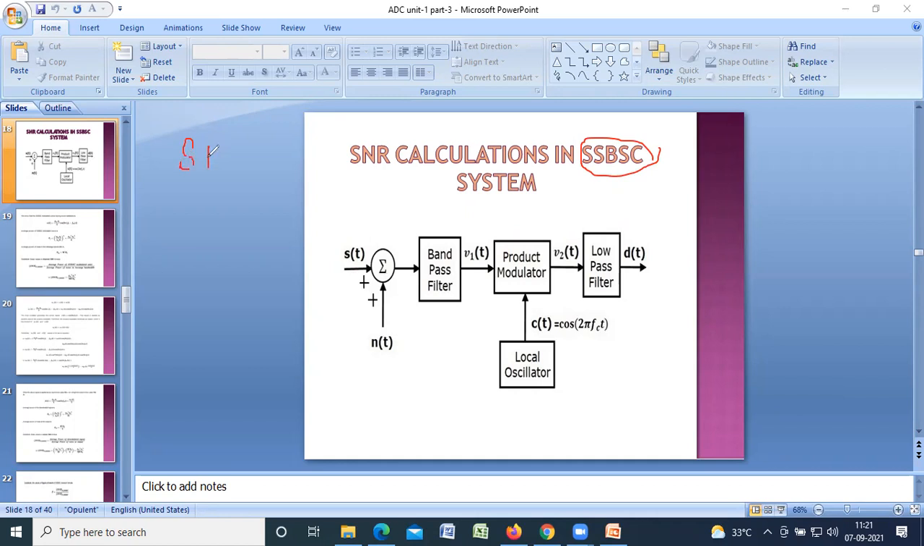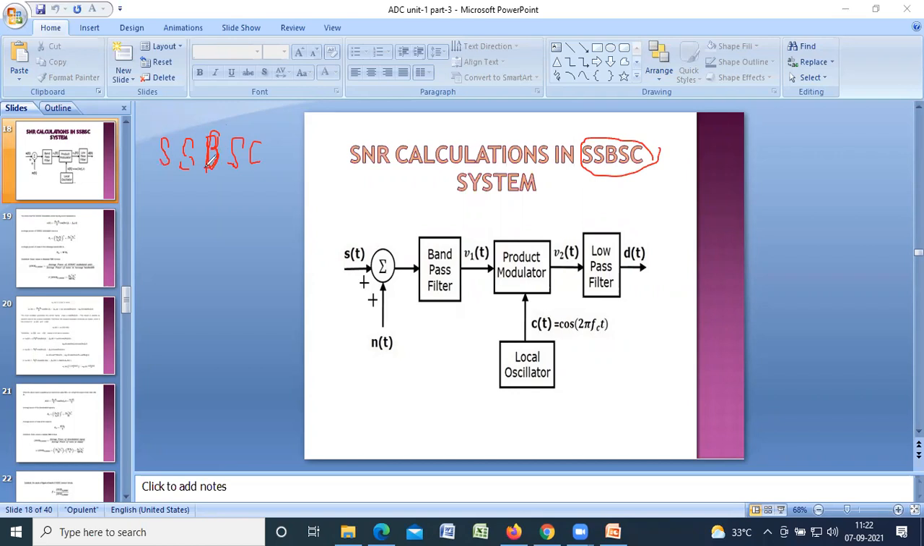Which one band is allowed in single sideband suppressed carrier wave? Upper or lower. It depends on your requirement whether you are using upper sideband or lower sideband. Carrier is suppressed or one band is suppressed.